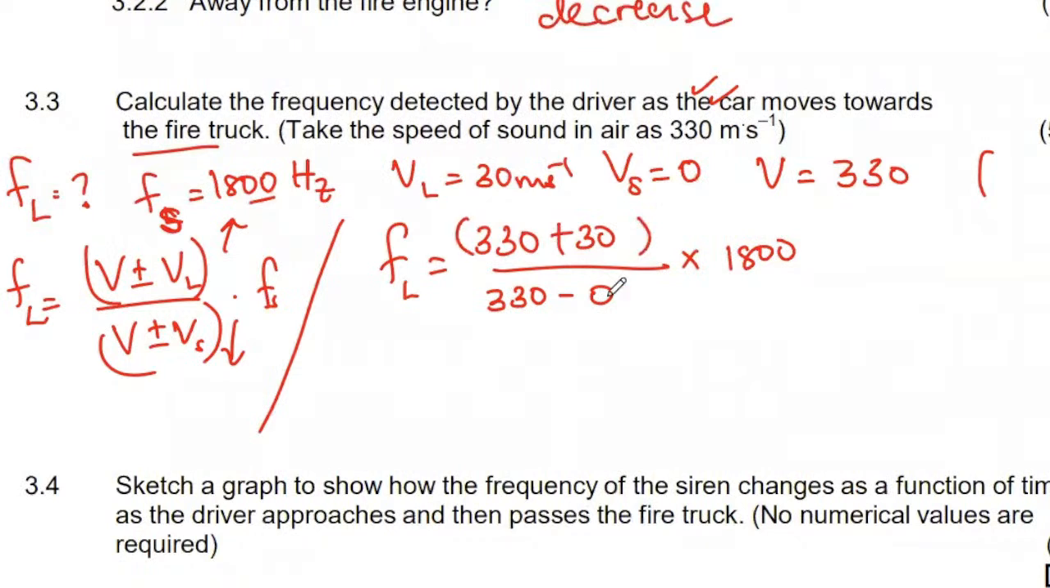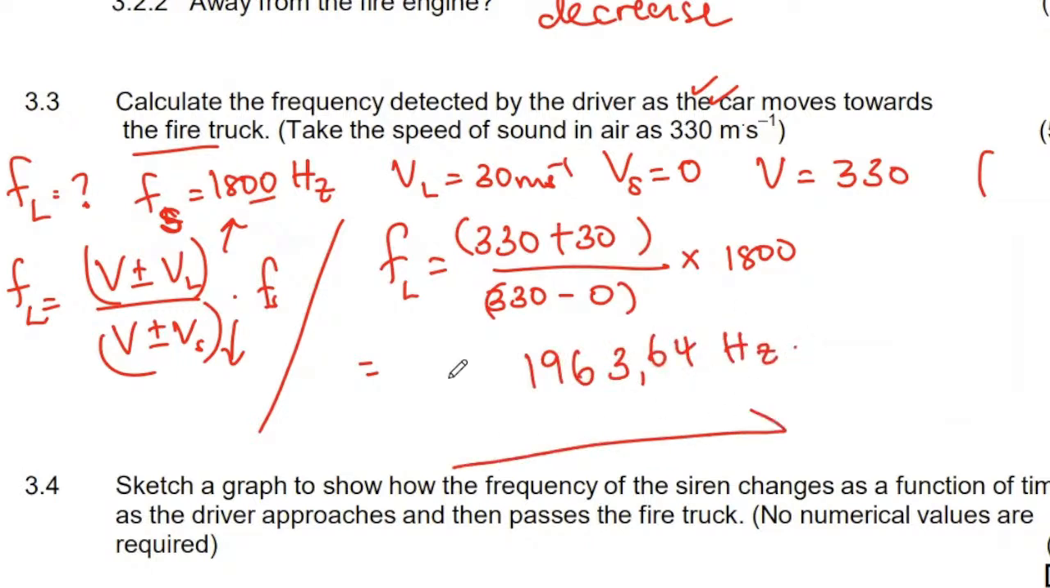I can put this in brackets so that it will be easier when I'm using my calculator. So 330 plus 30, over 330, times 1.8. So guys, that is giving me 1963.64 hertz when I round off. Okay, done. 5 marks.